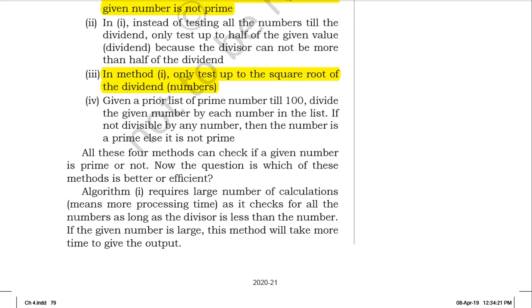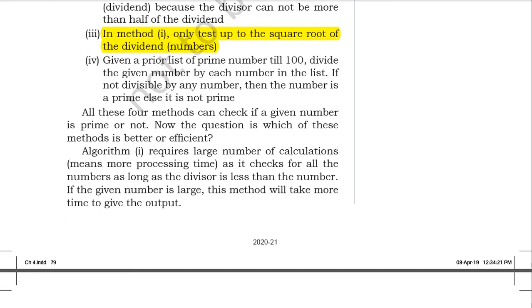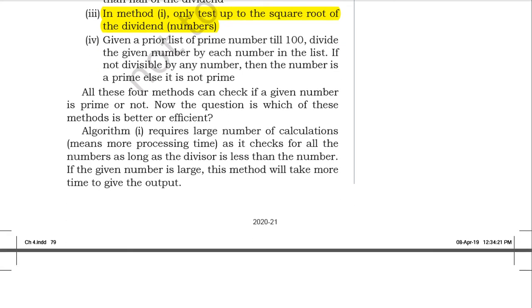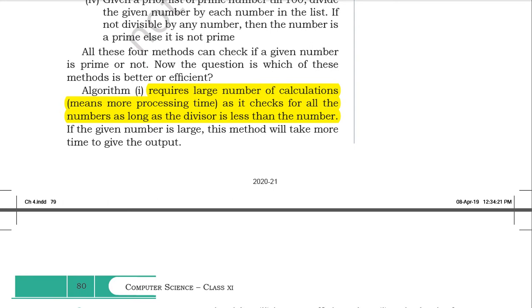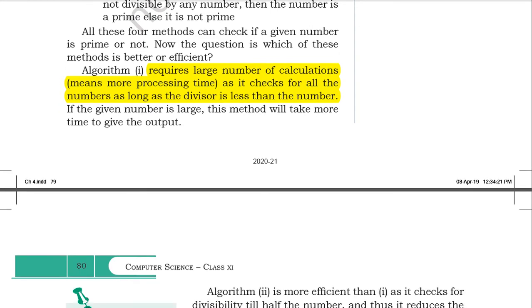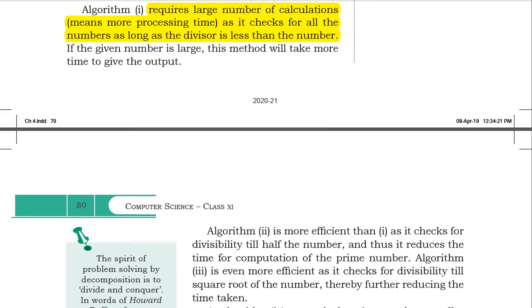Now, the question is, which of these methods is better or more efficient? Algorithm 1 requires a large number of calculations, right? That means more processing time, as it checks all the numbers as long as the divisor is less than the number. So if the given number is large, this method will take more time to give the output. This is the explanation of algorithm number 1. Please study those algorithms first and then go through this section.